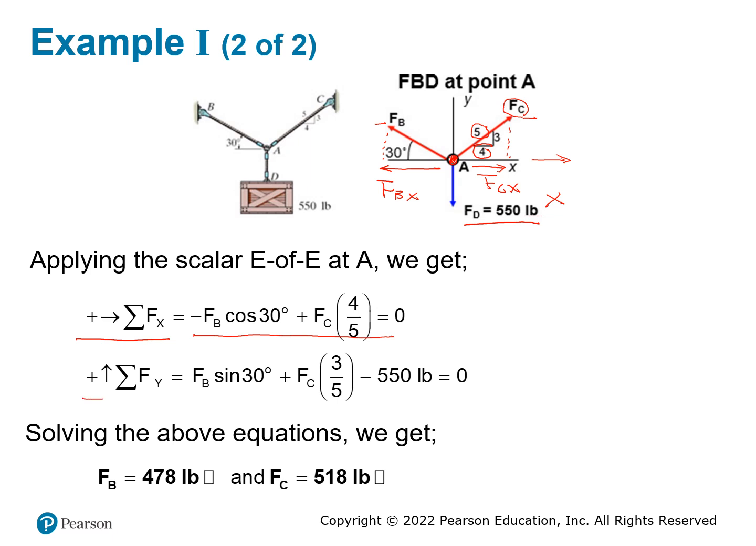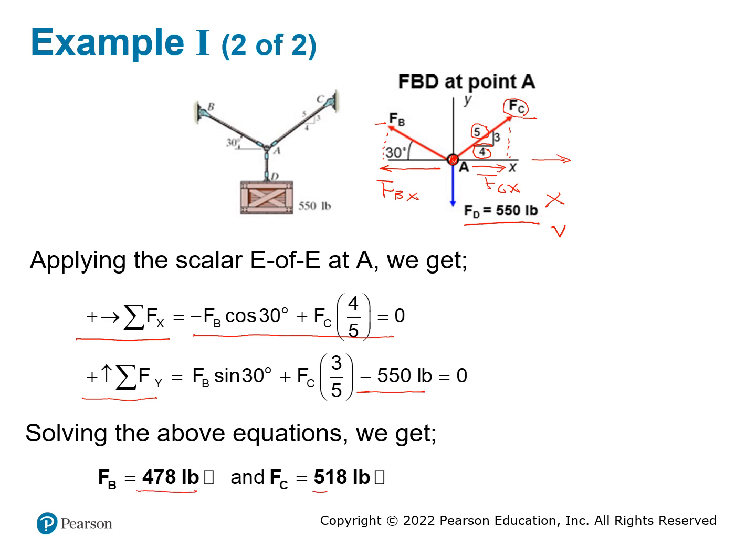Similarly, you do the y direction. When you do the y direction, this one will make a contribution to the y direction, which is negative. That's why this one is negative a here. And you have two equations. Your unknowns are FB and FC. You solve these two, and you will find out this FB is 478 pounds.